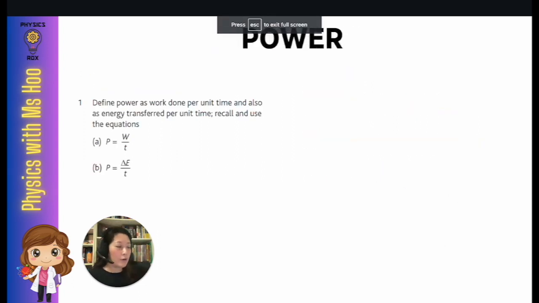For power, you need to be aware that there are two formulas for power. You can calculate it as work done over time or energy over time. So both are accepted because by now you should know that work is actually a type of energy. They're both expressed in joules. And of course, power is expressed in watts.